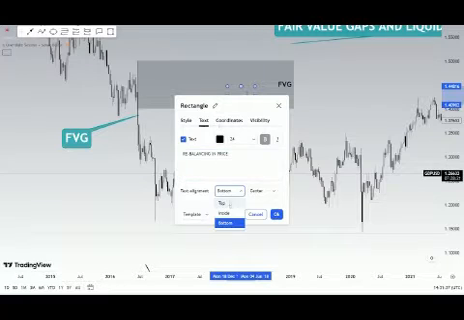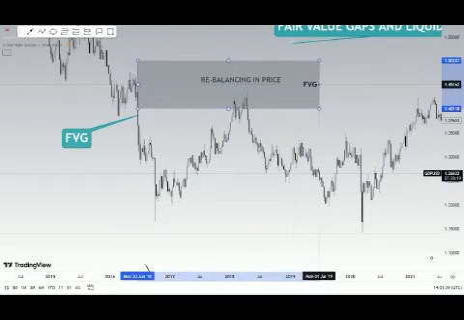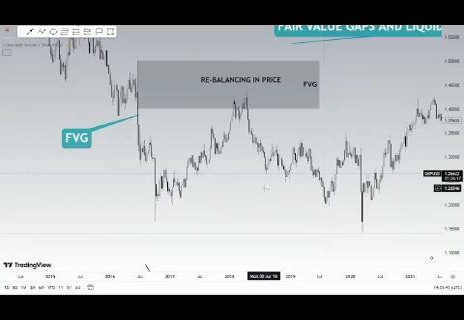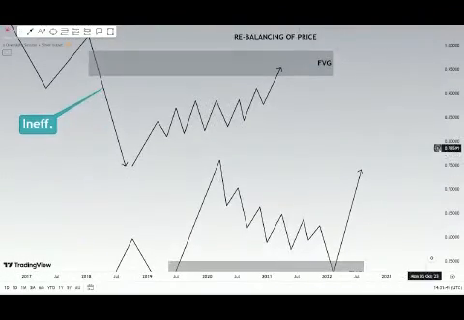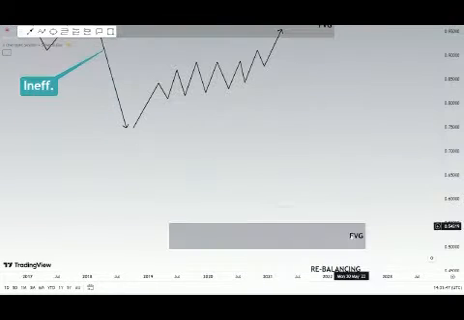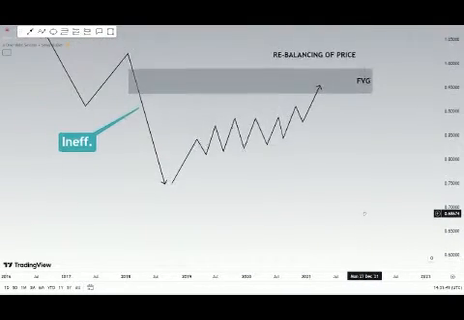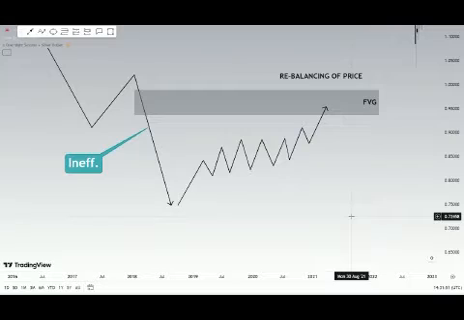Rebalancing in price. So if I just label that for everyone, this is a rebalancing in price at the fair value gap. So that's the first reason why price will move up, right? This is the first reason to understand. Now, the second reason, if I just make the screen a little bit clearer, the second reason to understand is that price is going to sweep liquidity. And that's the second reason.